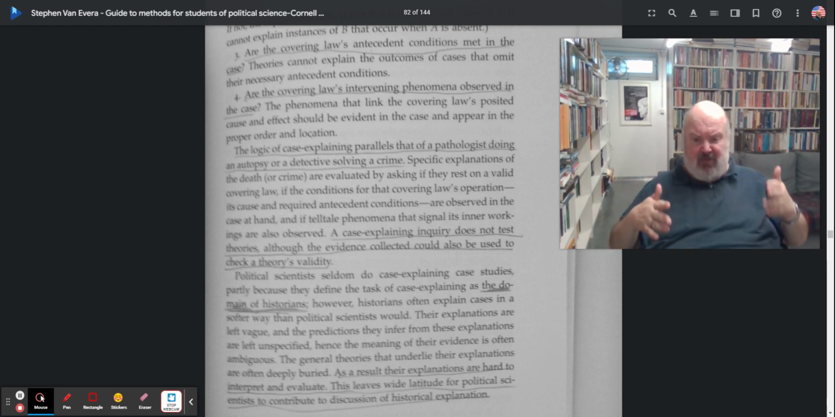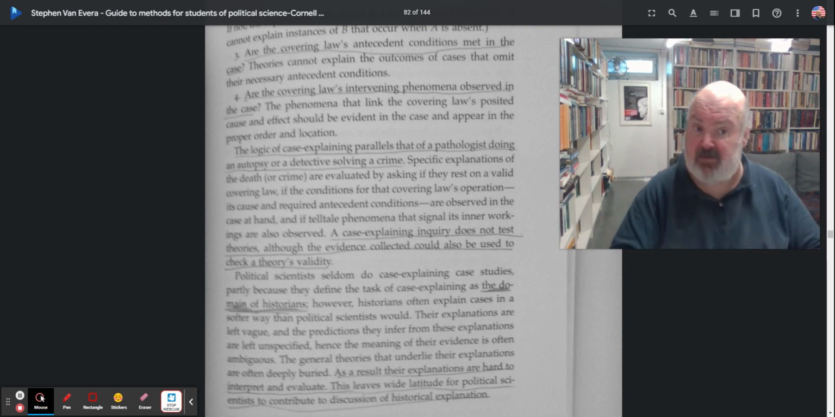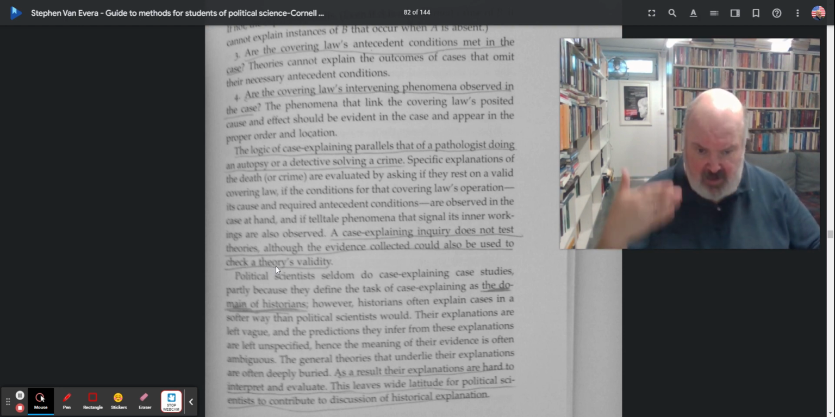A case explaining inquiry does not test theories. Although the evidence collected could also be used to check a theory's validity. In other words, we're not really testing the theory, but the evidence that's collected here can be used to test a theory, to check a theory's validity. So what we're doing is inquiring about the theory, the explanation.